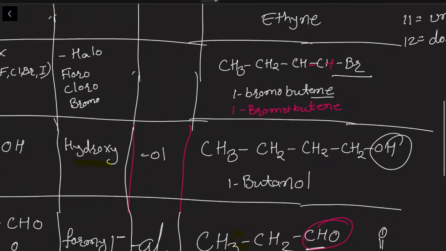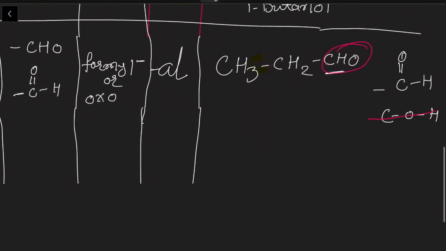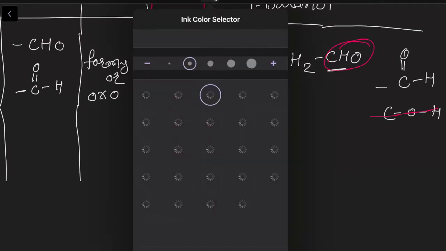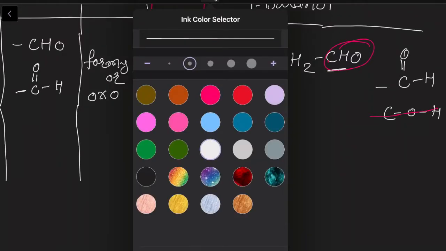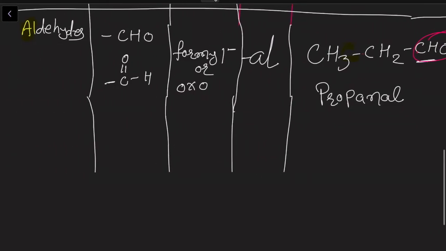Alright, now this has 1, 2, 3 carbons, and if we go back to over here, 3 is prop, right? So we can say propanal, right? So it will be propanal. And propanal is the same thing as an alkane in its naming, because it has the same bonding, okay?